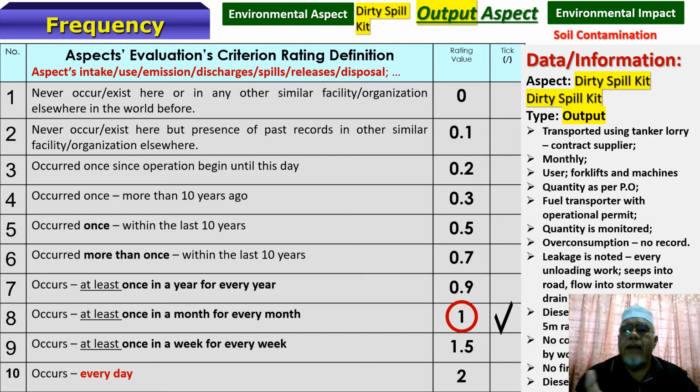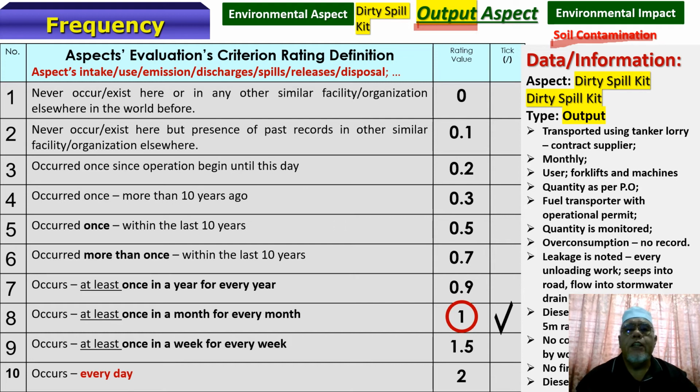Now please remember, when anyone does this, we are dealing with what type of environmental aspect. Dirty spill kit, I mean, what type in terms of life cycle perspective. It is an output. The environmental impact would be downstream from there, not upstream. Okay, so the environmental impact is soil contamination. Only then would we be able to do the evaluation more correctly, or more representatively.